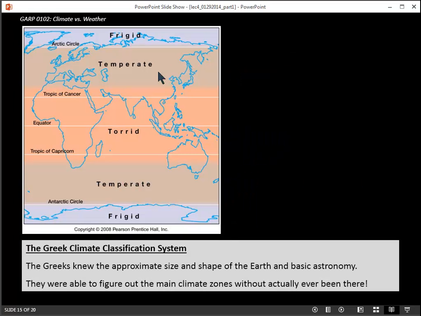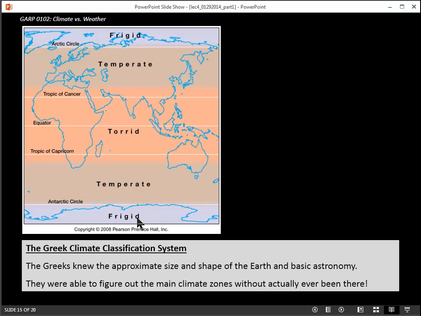Now that's an interesting story, because that basic climate classification system, that basic climate zonation of Earth was already known to the Greeks over 2,000 years ago. They already knew that there were the tropics, which they called the torrid parts of the Earth. They already knew that there were the mid-latitudes, the temperate parts of the Earth. And they already knew that there were the polar regions, which they called the frigid parts of the world. And they already knew that the climate zones exist exactly the same way in the northern and the southern hemisphere.